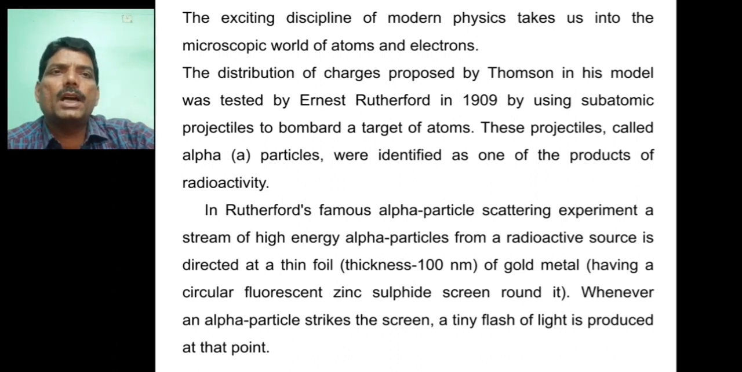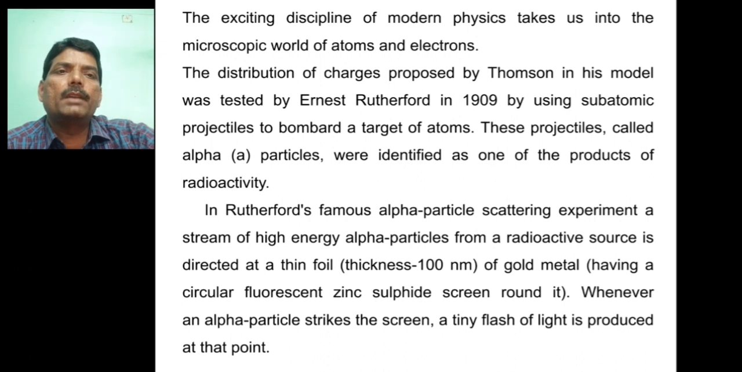The distribution of charge proposed by Thomson in his model was tested by Rutherford in 1909 by using atomic particles bombarded on a target of an atom. These particles are called alpha particles. These alpha particles were identified as one of the products of radioactivity. That means, what does radioactivity phenomenon mean? There are some radioactive elements. Whenever the decay process starts, at that time some elements are formed. So alpha particles were identified as one of the products of this radioactivity.